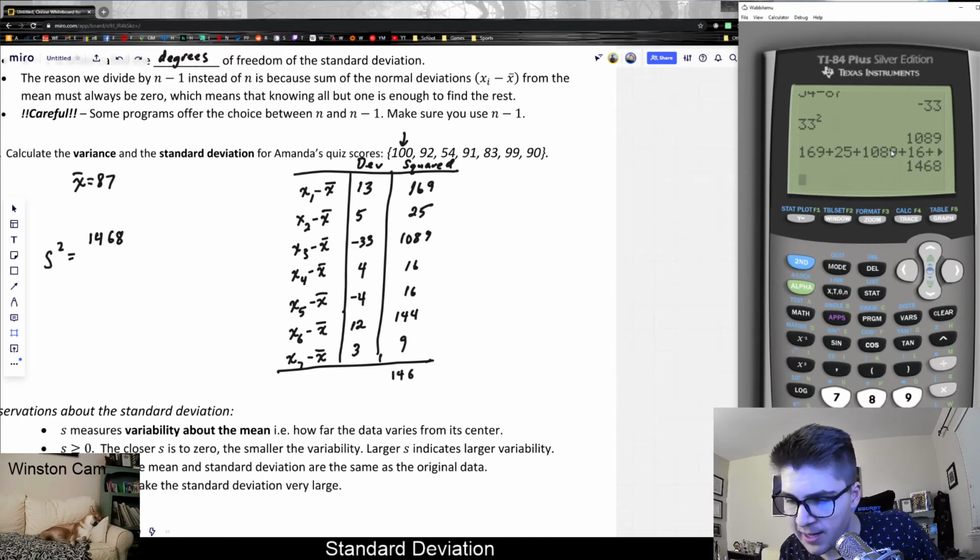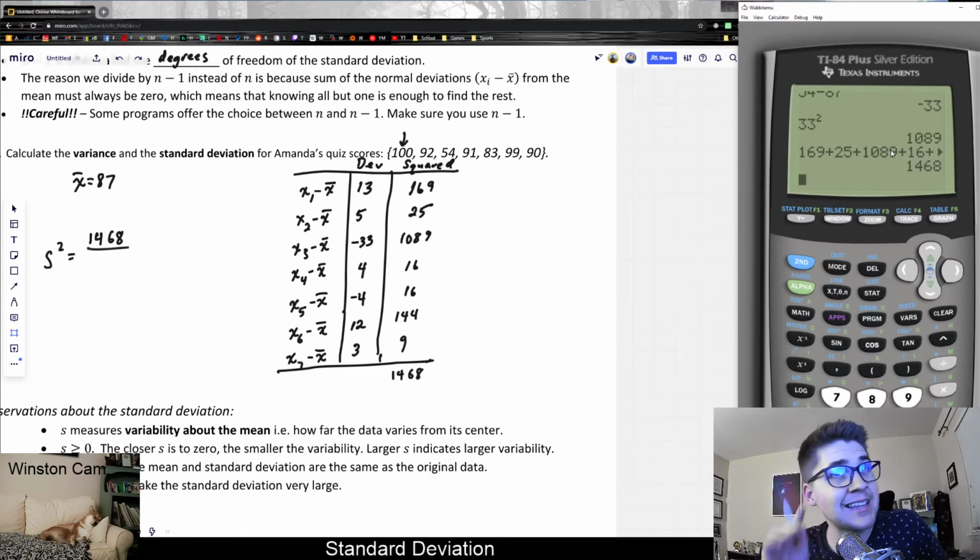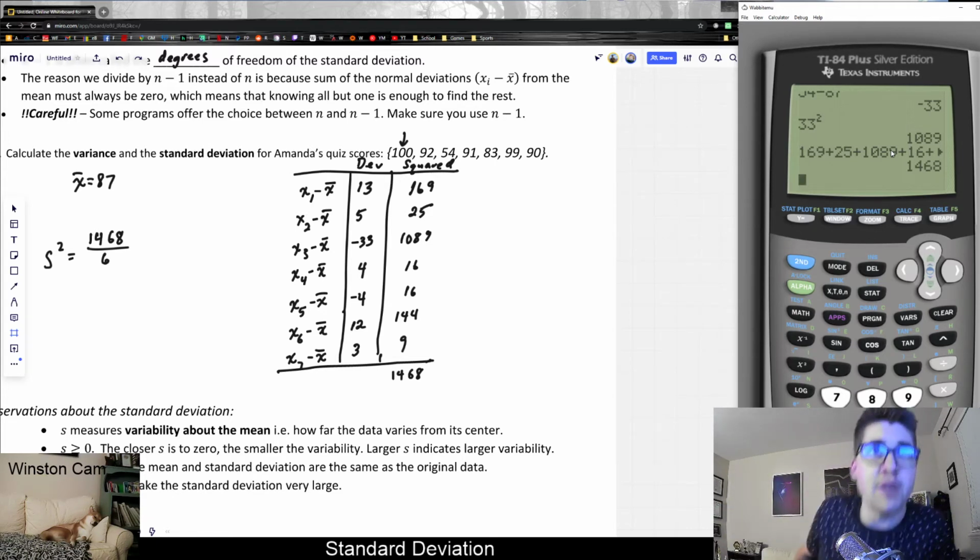1468, and that would be divided by the number of objects. Well, not the number of objects like with the mean, it's n minus 1. She had 7 quiz scores, so I'm going to divide it by 6 instead. Because again, one of those quiz scores is said to be not free, because our degrees of freedom is 1 less than the number of observations.